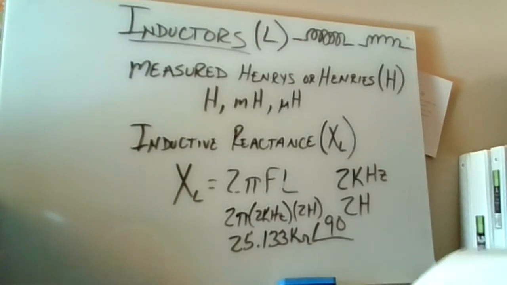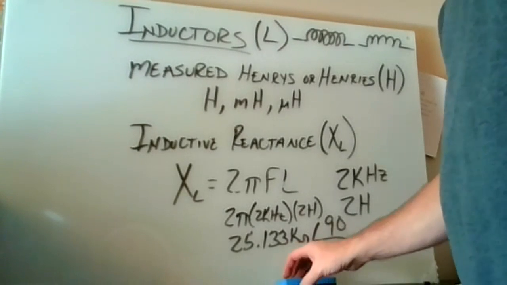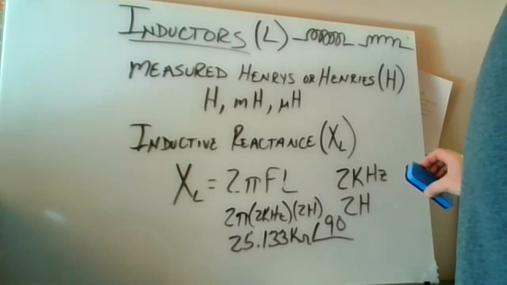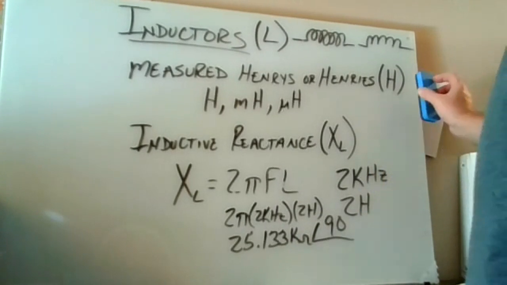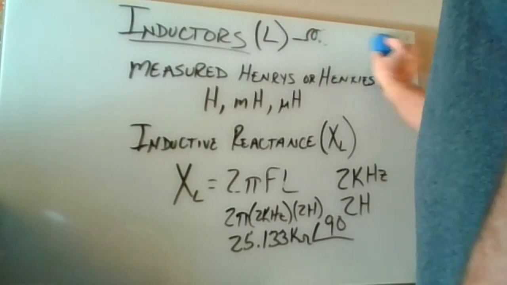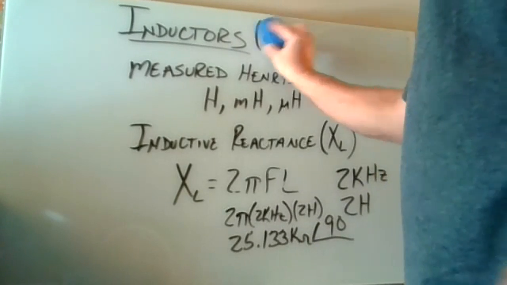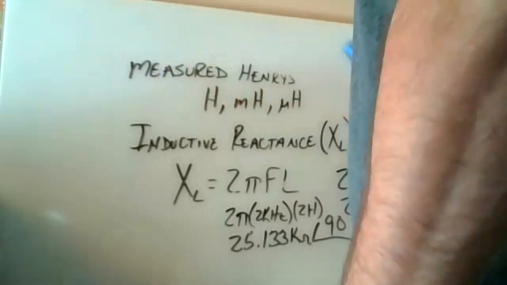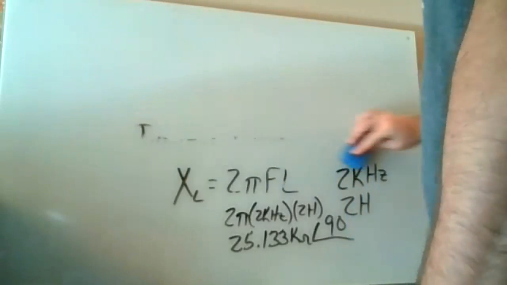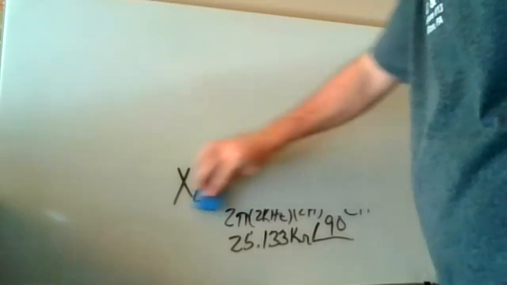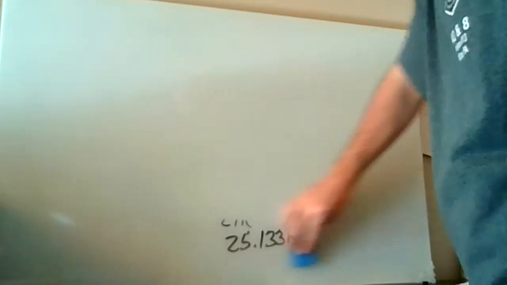So if I got an angle on my capacitor of what? Negative 90. And an angle on my inductor of what? Positive 90. What do y'all think the angle is always, always, always on a resistor? 0. Exactly. So the angle on my resistor is always 0.